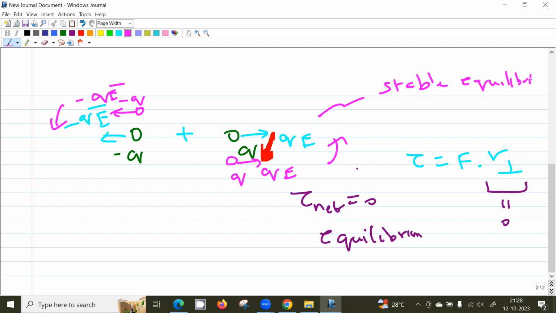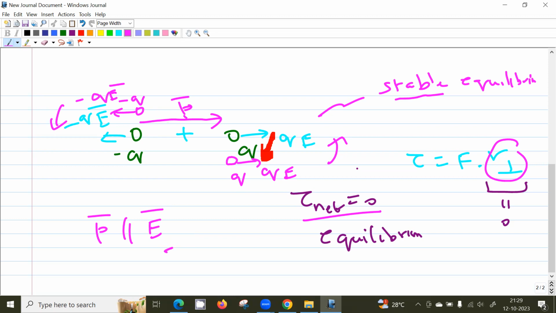Equilibrium means the net force and net torque should be zero. Net torque is zero because the perpendicular distance is zero. And stable means I have to disturb it from this equilibrium position a little bit and see whether it will come back to its original position. Here it is coming back. This is the relation of p. Direction of p is from minus q to plus q, and electric field is also towards right. So when p is parallel to E, it's equilibrium and it's a stable equilibrium. The other situation is anti-parallel.